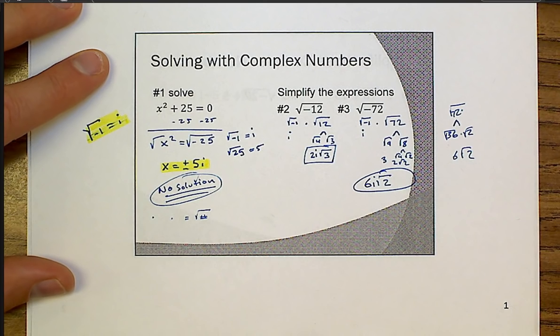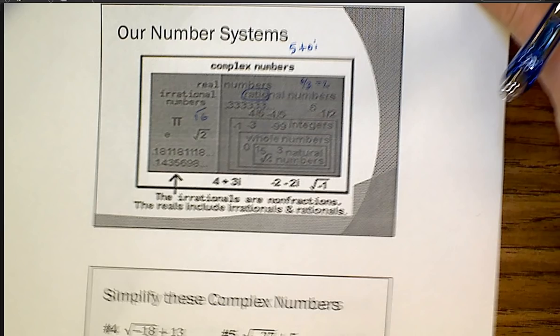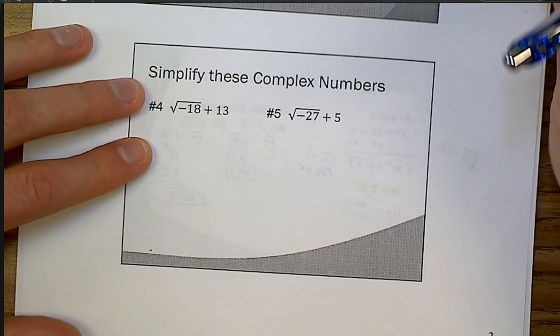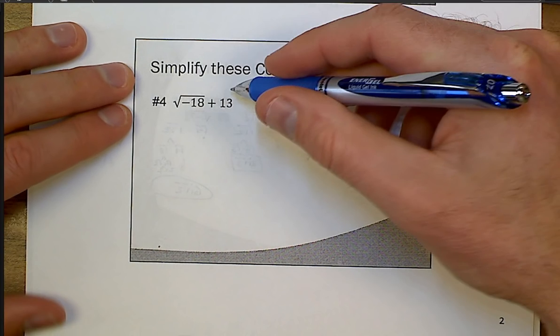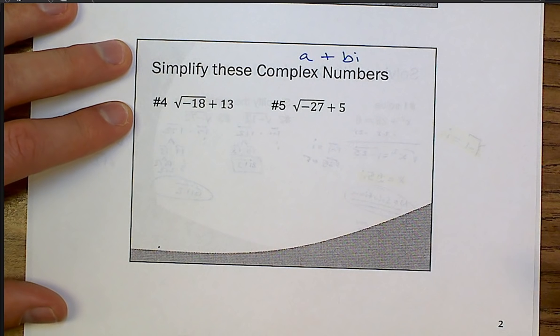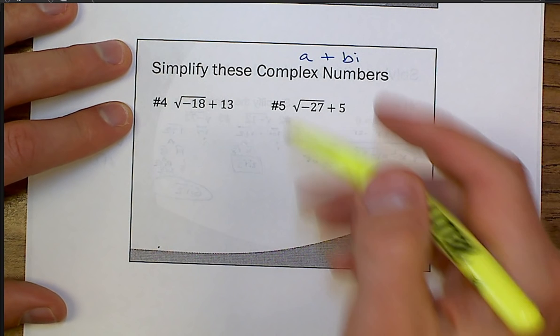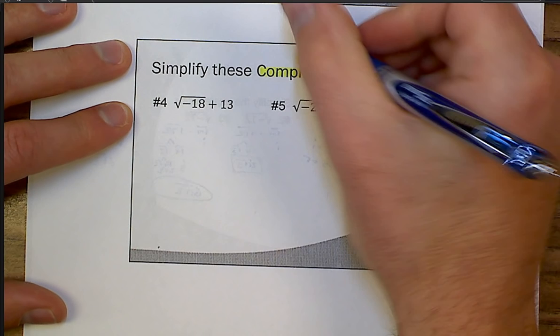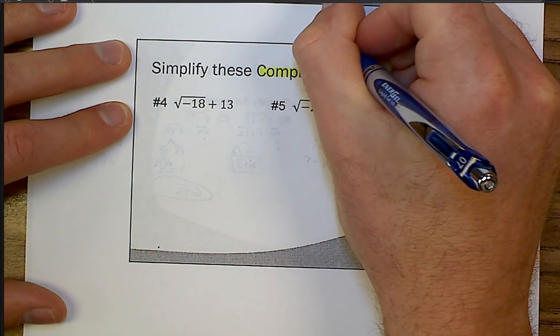Okay? All right, so let's turn the page. We talked about this already, but now let's get into complex numbers. So here is where we're going to get this a plus bi coming into play. This is something you're definitely going to want to remember. Complex numbers always have the form of a plus bi, where a is the real part and bi is the imaginary part.